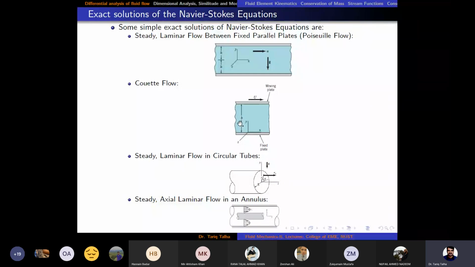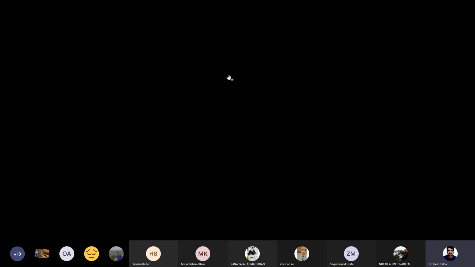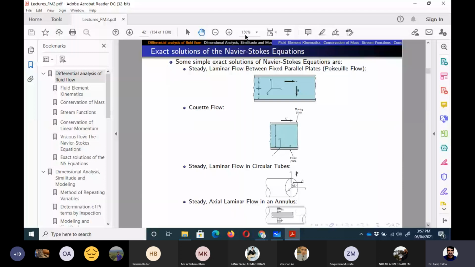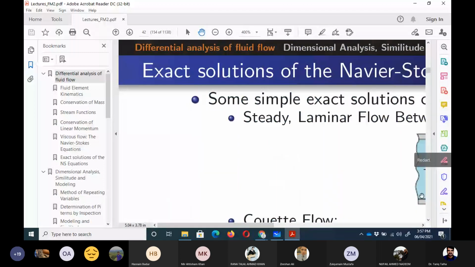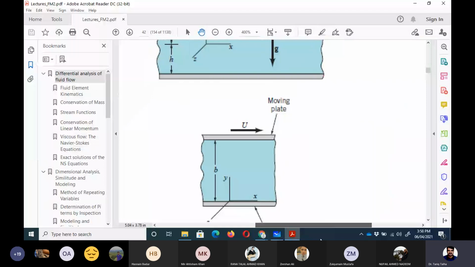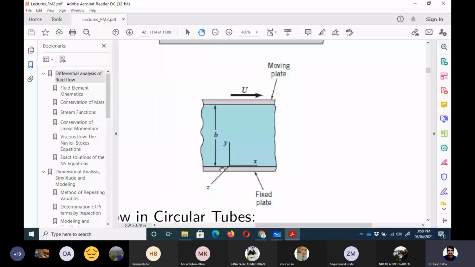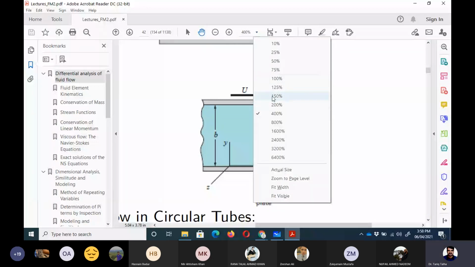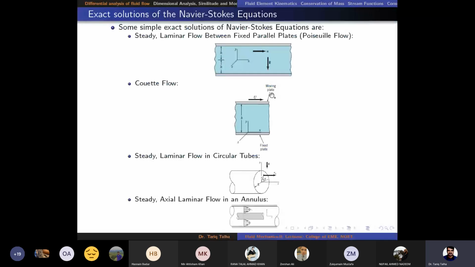If you look here, we have got a fixed plate at y is equal to 0 because the coordinate system is starting from the lower plate. And at y is equal to b, we have got a uniform value for the plate which is moving with the velocity capital U. So now let's see how its specific solution would differ from the solution which we obtained for the Poiseuille flow.